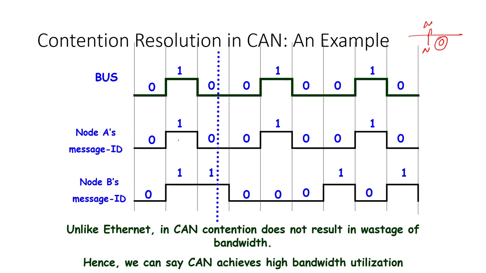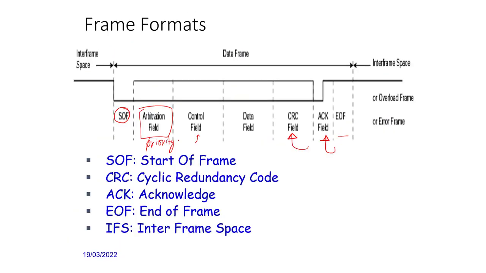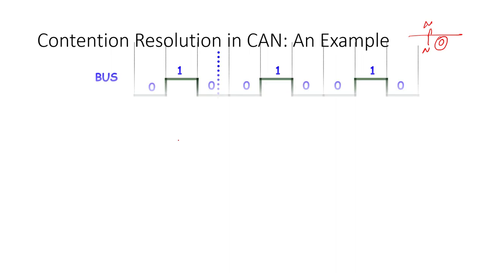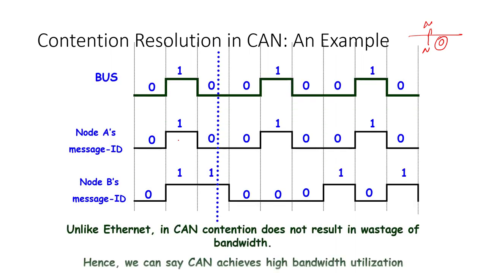Now let us look at the priority field, something that was over here, which I had asked you to bear in mind. In this case, if the message ID, something that conveys the priority, is like this, then what are you going to see, right?